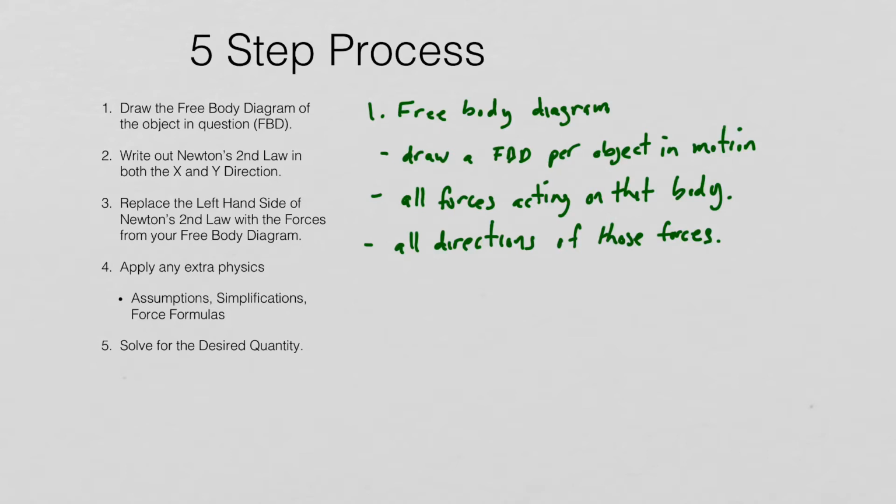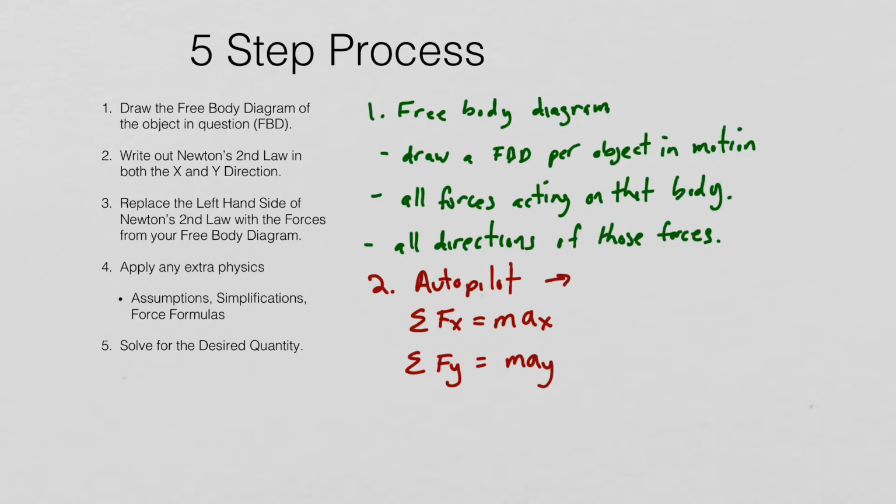Number two, what I want us to keep in mind about number two is that it's an autopilot step. We're going to do this no matter how simple or how complicated the problem, because it's going to guide us. And we're just always going to write down the sum of the forces in the x is the mass times the acceleration in the x, and the sum of the forces in the y is equal to mass times the acceleration in y. And we're going to do this once again for as many bodies as needed.